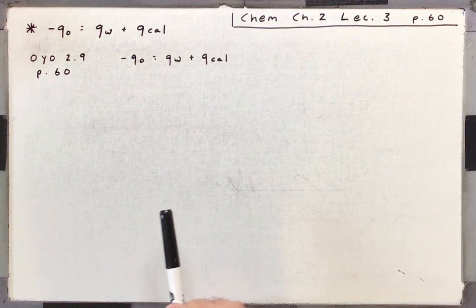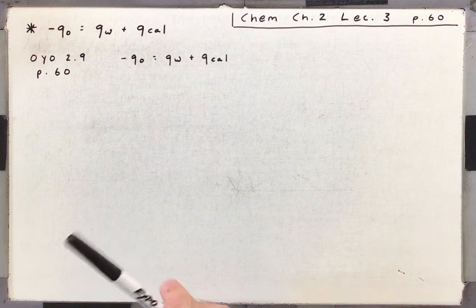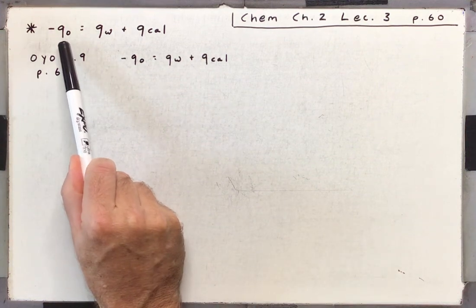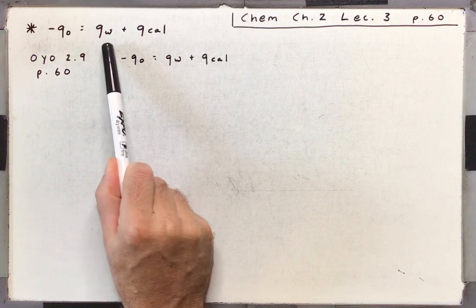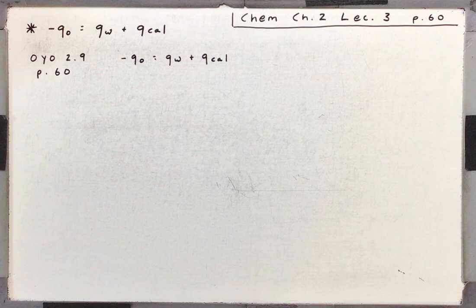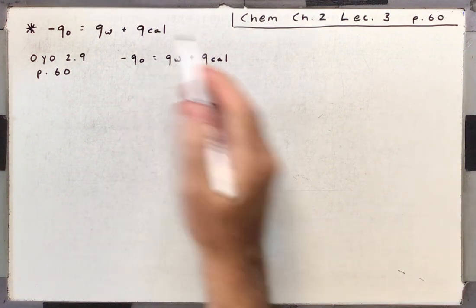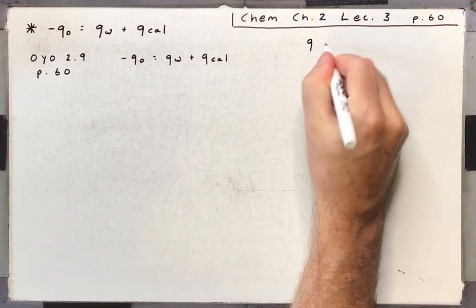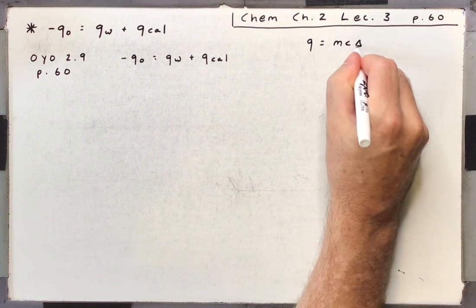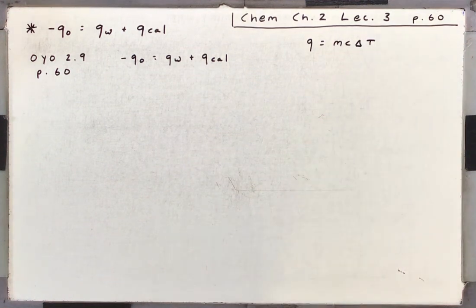So hopefully you remember from the last lecture that we have our calorimetry equation. That's minus Q of the object is equal to the Q of the water plus the Q of the calorimeter, where Q is the heat. And we've got to remember also that Q is equal to MC delta T.